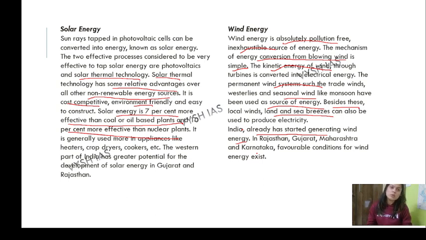So we were talking about the conventional sources of energy. There we talked about coal, petroleum and natural gas. They were exhaustible ones. When we talk about the non-conventional ones, that is solar, we use solar photovoltaic cells or solar thermal technology. Wind energy is the non-exhaustible one. The concept of kinetic energy is being used in that.